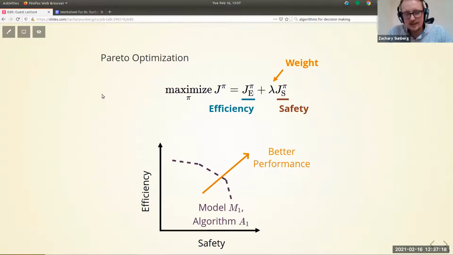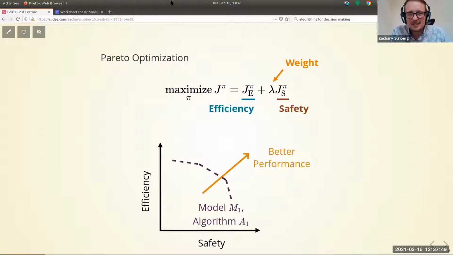But with a given model of the world and a given algorithm for solving this optimization model, just by changing the weight lambda, we can move along this purple curve that I have here. Can you guys see my pointer? Yeah. Okay. All right. So if we have a large weight lambda, where do you think we would be on this curve? Anybody can type it in the chat or just speak up.